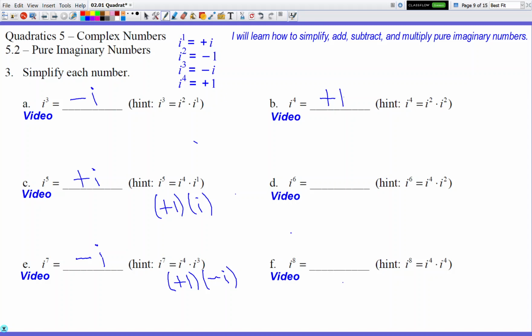Okay, so i to the 6th is known as i to the 4th, which is positive 1, times i squared, which is negative 1. All I'm doing is replacing i to the 4th with positive 1 based on my conversion chart up there on the top, and replacing i squared with negative 1 based on my conversion chart. Then I multiply these numbers together and I get negative 1. Okay, so last one, i to the 8th. i to the 8th is known as i to the 4th times i to the 4th. So that's basically 1 times 1. And what is 1 times 1? 1. Okay, so there you go.